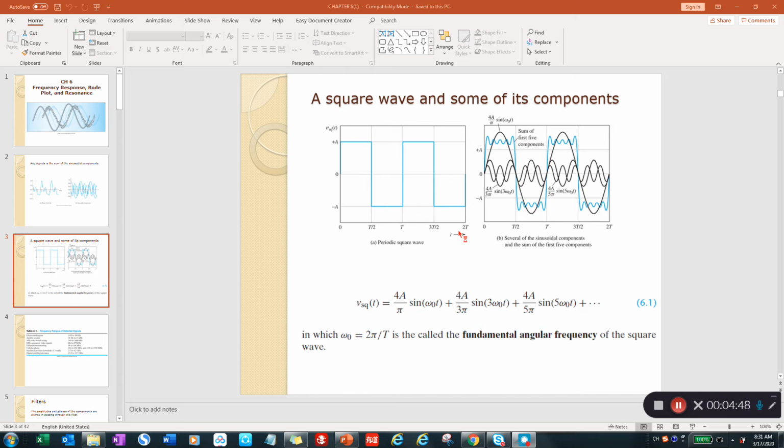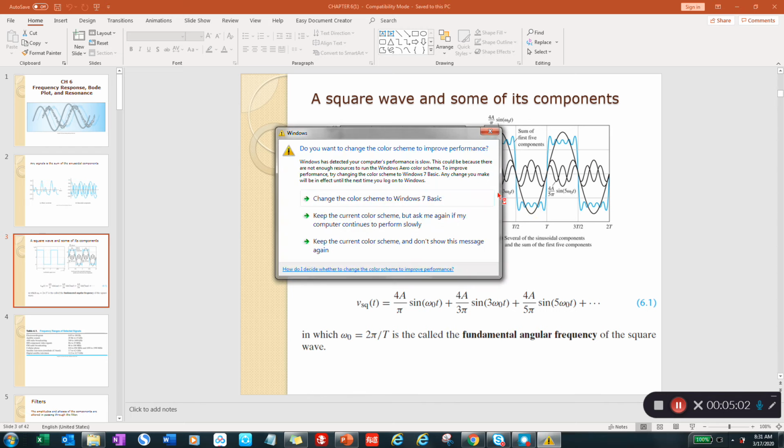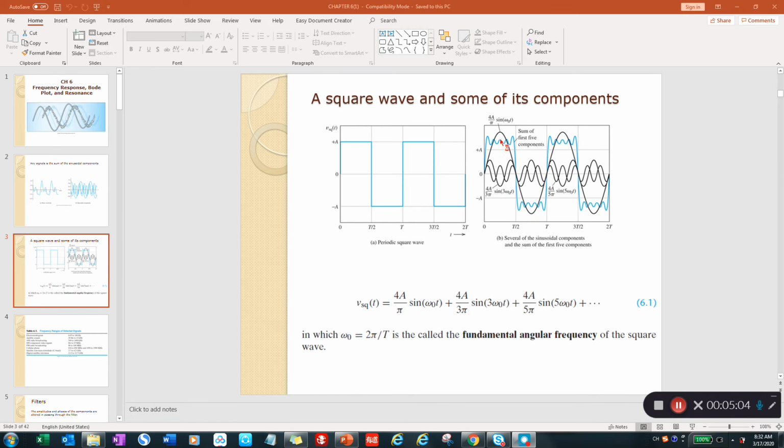In this case, you can see the fundamental angular frequency component, the 4a divided by pi sin omega t, is the fundamental one. That means it's the basic one. It's the most significant approximation of this square wave.